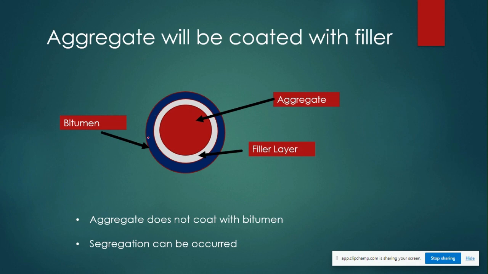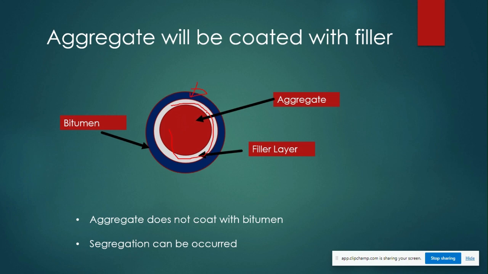If the material is coated with filler, this will happen. You can see in the red color the aggregate, with the coated filler layer on the outside, then the bitumen layer, so the aggregate is not coated with bitumen properly.